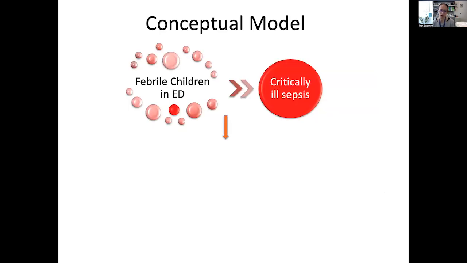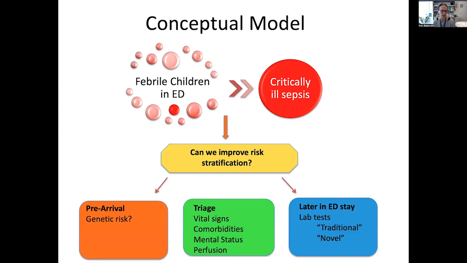And so this is kind of the conceptual model that I have built my career around, which is saying that we have a sea of febrile kids in the ED. Very few of them are going to go on to be critically ill with sepsis. And what are the kinds of tools that we can use to improve stratification of risk for these children? And so I'm not really going to talk today about are there things we know about children before they even show up for care based on their genetics and their medical history. I'm going to focus mostly today on things that we know when children first show up in the first 5 minutes of their ED care, like their vital signs, their mental status, and their perfusion. And then I'll talk a little bit about are there additional elements that we can add with information that we learn throughout the course of their stay with us in the emergency department.